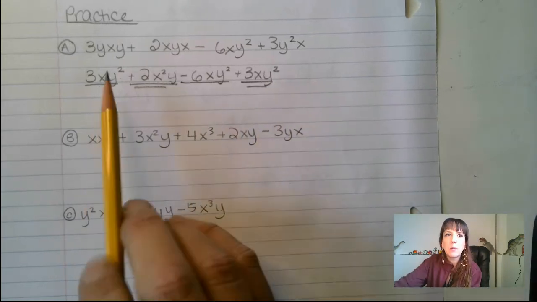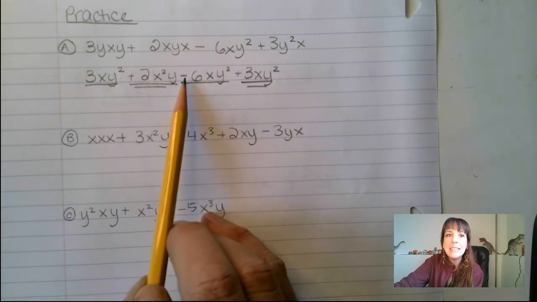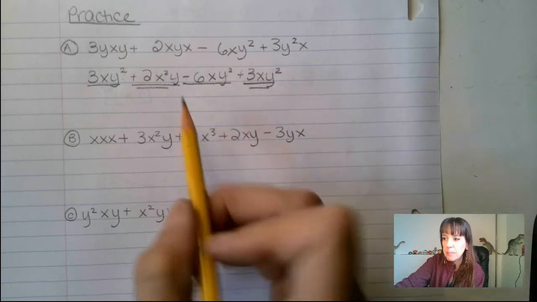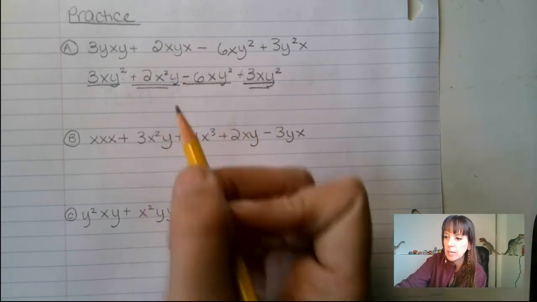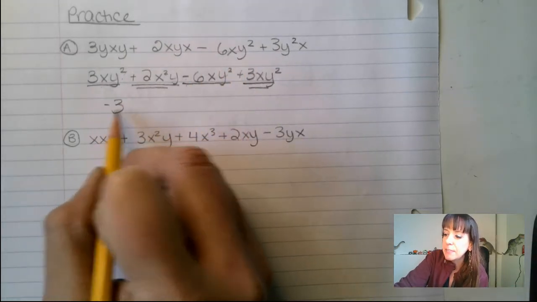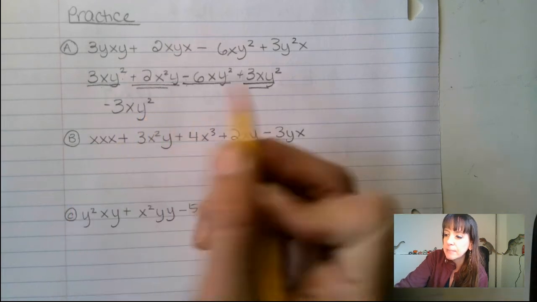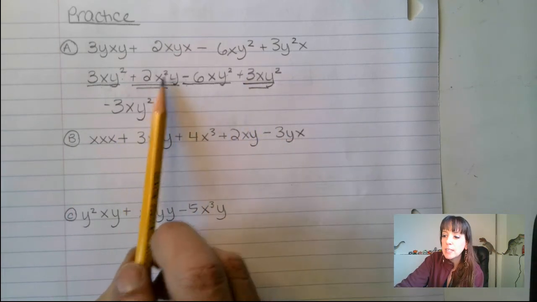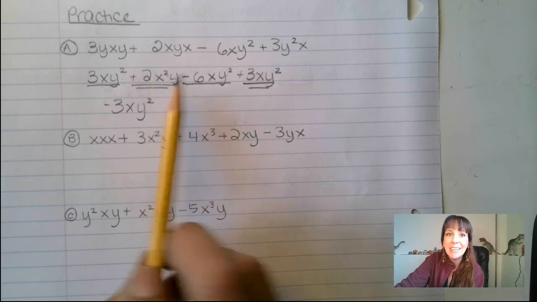So let's go ahead and combine those. We have 3xy squared and negative 6xy squared. Keep in mind, you want to underline that operation that comes beforehand. That's negative 3xy squared. Now we have 2xy squared, or I'm sorry, x squared y and 3x.